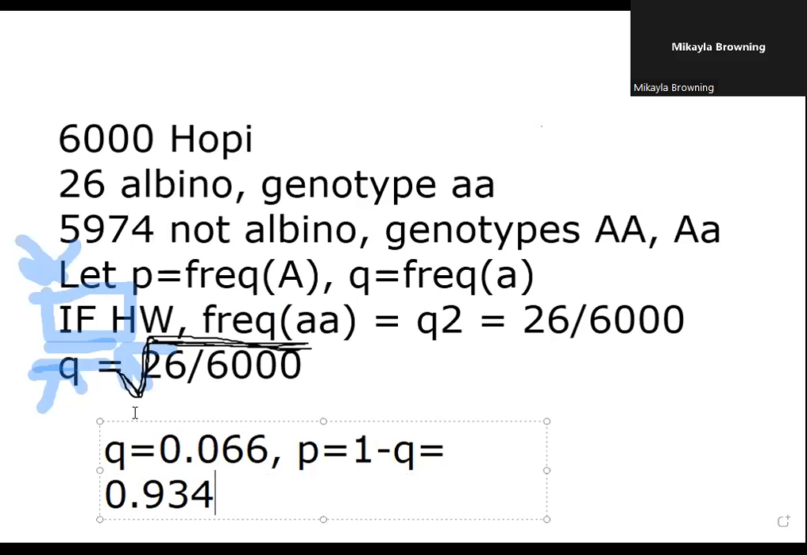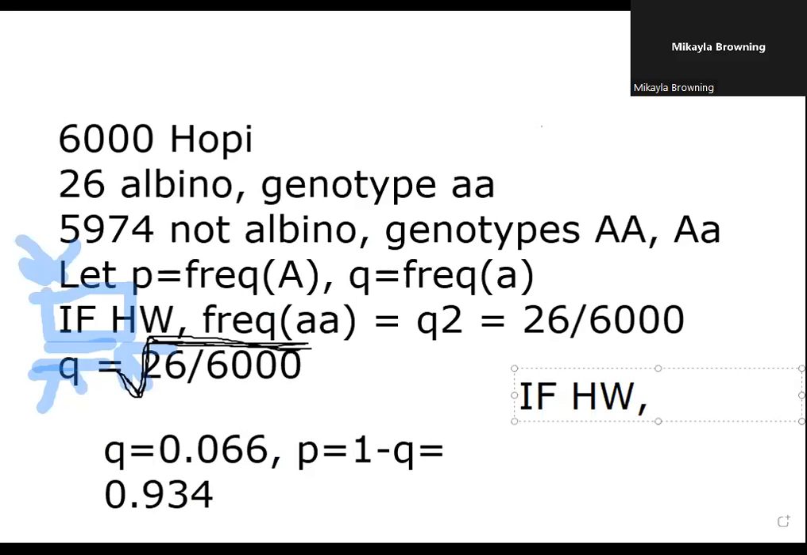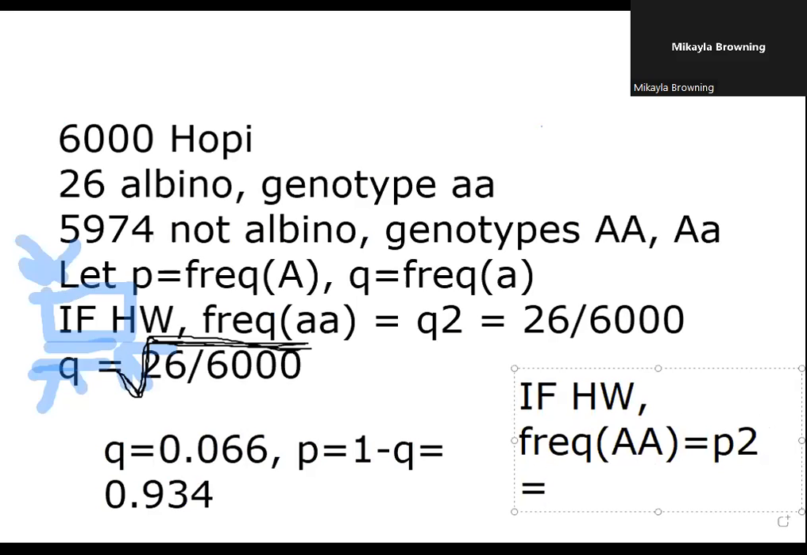Okay, great. So now what do we do? Well, if we are in Hardy-Weinberg, then the frequency of homozygotes is P squared, equal to 0.934 squared. So 0.934 squared is going to be like 0.82 or something. What do we got? 0.934 squared, 0.872.